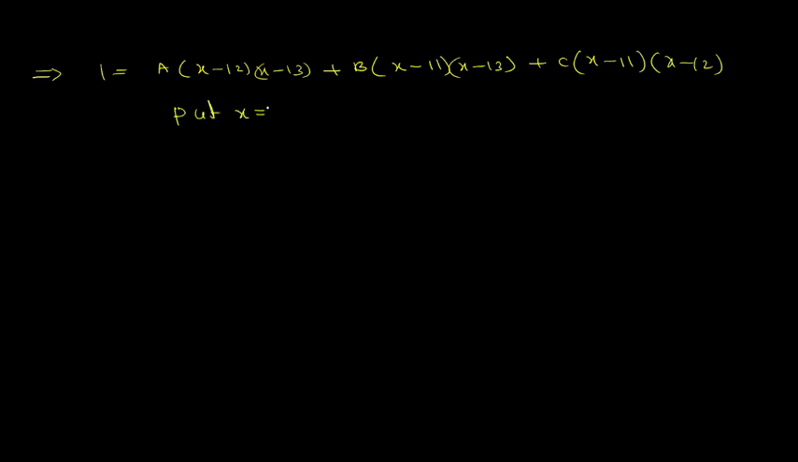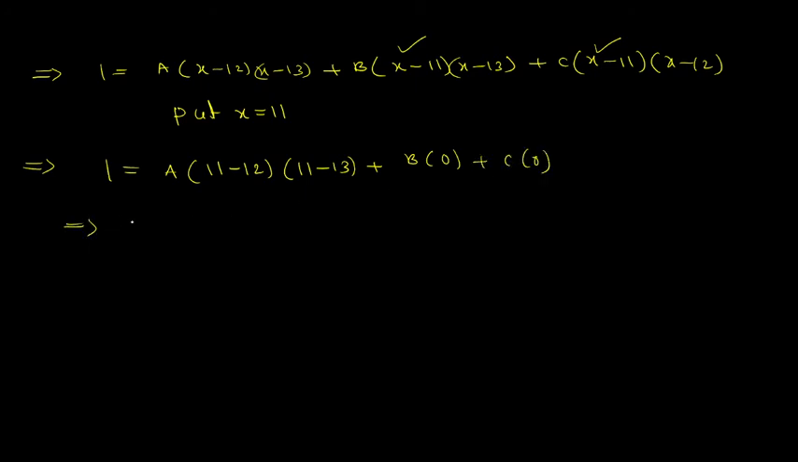Put x equals 11. We can substitute 11, 12, 13. When substituting x equals 11, the b term has 11 minus 11, which is 0, and the c term is also 0. So we get a into (11 minus 12)(11 minus 13), the remaining parts are 0. Therefore a into minus 1 into minus 2, that implies 2a equals 1. So a is 1 by 2.